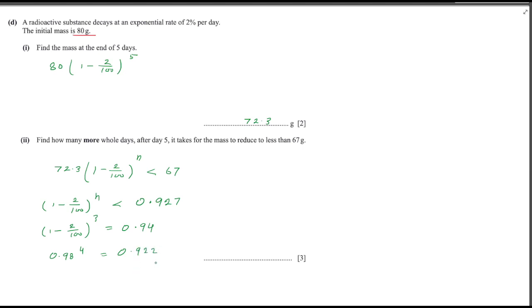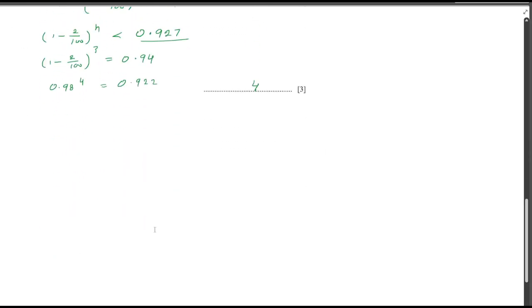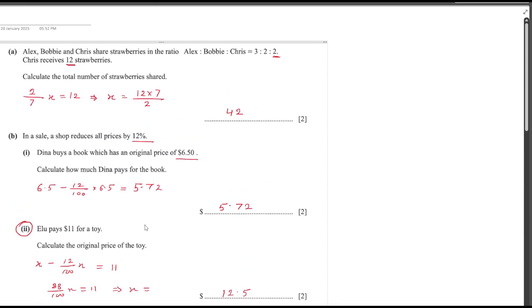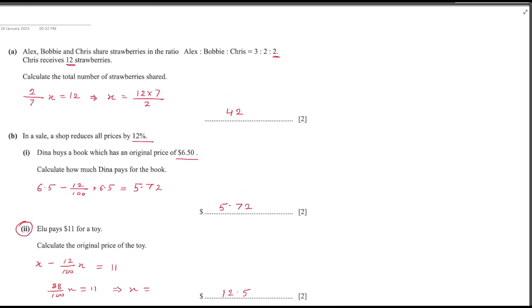Now this 0.922 is smaller than this. Therefore, I will say that n is equal to 4. So after 5 days, it will take another 4 days to reduce your mass to less than 67 gram. Okay, so this problem is wonderful. A lot of concepts are clear in this particular problem.